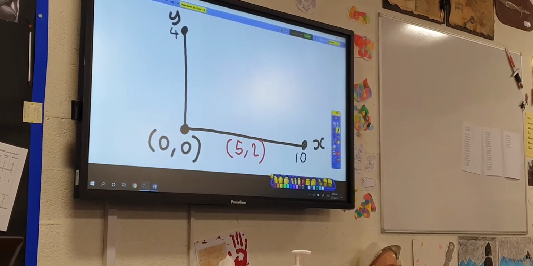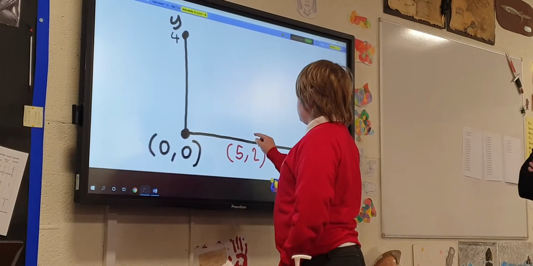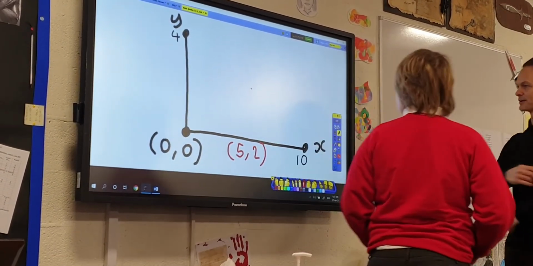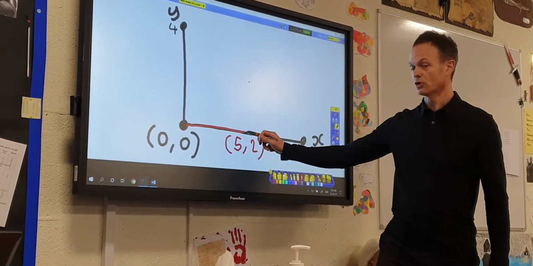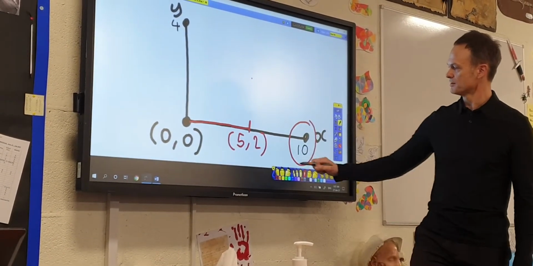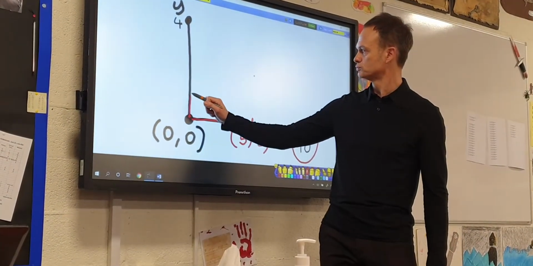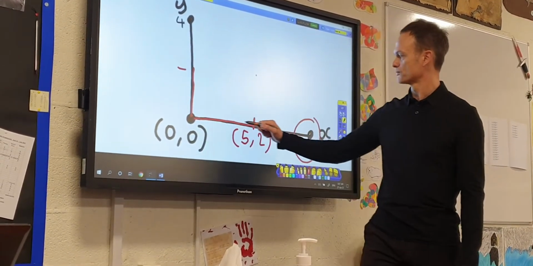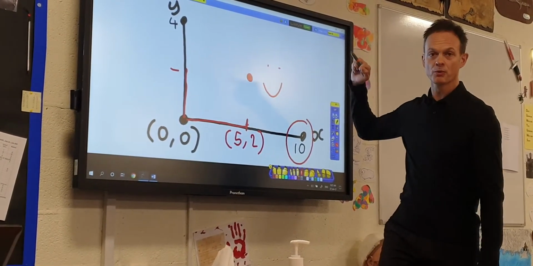Now, does he go along first? Or does he go up first? Let's have a look. Okay, Mr. Burgoyne. So you've got 5 along. Always along first, right? So he reckons he's gone to about halfway because he goes up to 10. 5 along's looking good. And then he's gone up 2 to about there, which is halfway between our 0 and our 4. 5 along, 2 up. Burgoyne's a happy boy. Well done, Mr. Burgoyne.